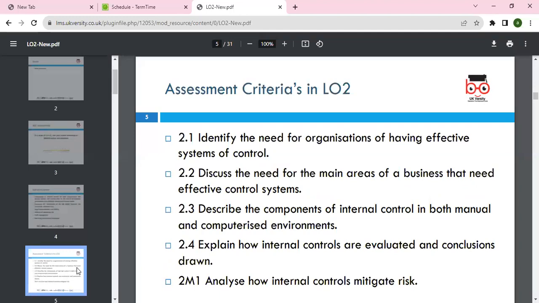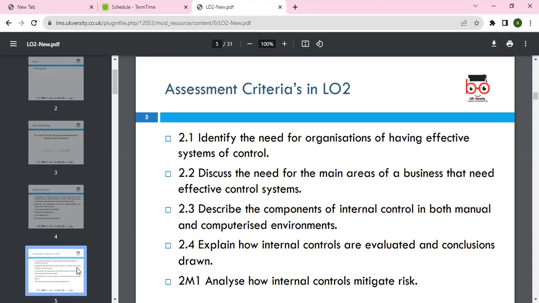Okay, LO2, we have 4 assessment criteria. Identify the needs of an organization. We are living in a competitive world where we have limited resources, so we have to draw up an effective system of control. We have to draw up SOPs. SOPs means standard operating procedures, and we need to draw those in our organization so that it runs effectively and we can use limited resources effectively.